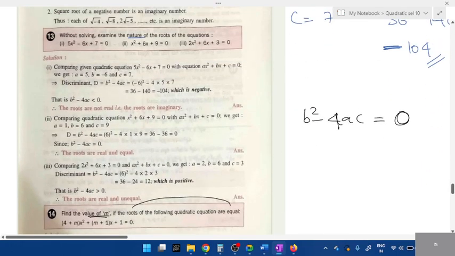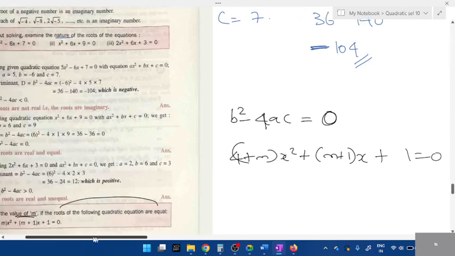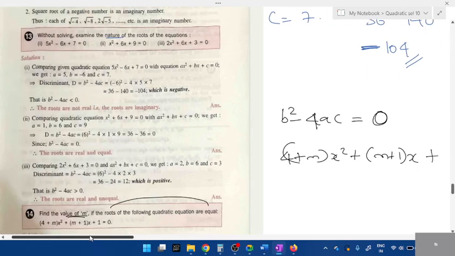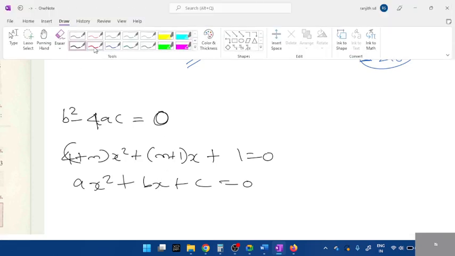Okay. Now look at this question. (4 plus m) x square plus (m plus 1) into x plus 1 is equal to 0. 4 plus m into x square. Okay, compare this with the general equation ax square plus bx plus c is equal to 0. You don't have to solve the equation, just compare it. What is the value given? All of you will respond.